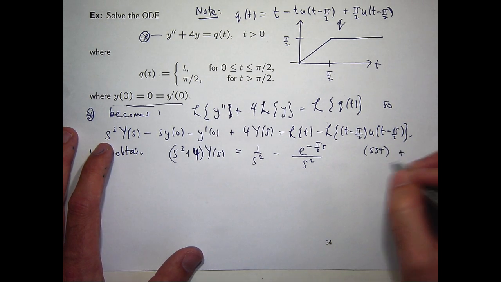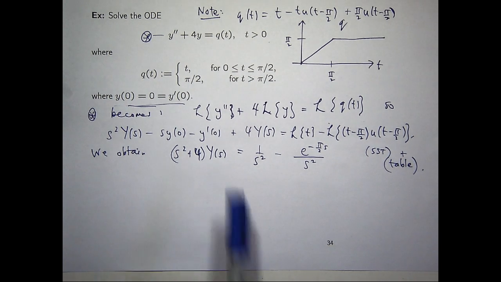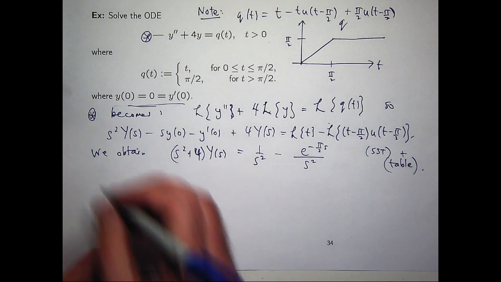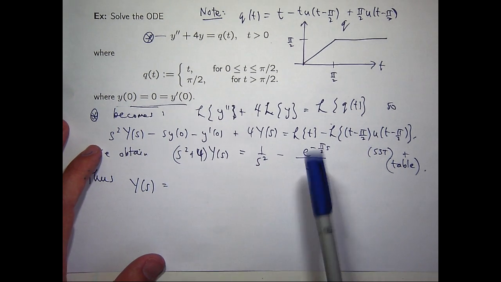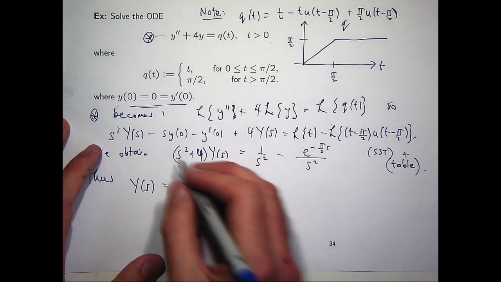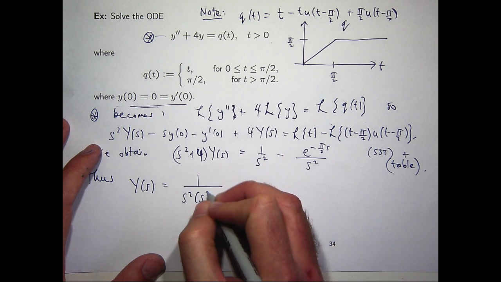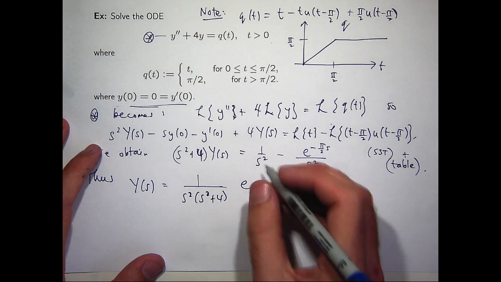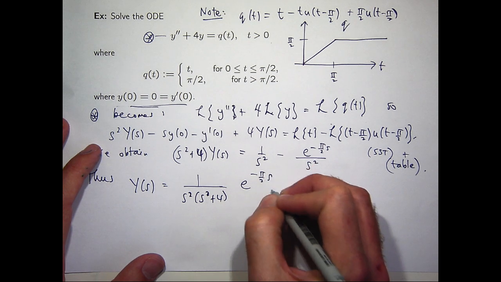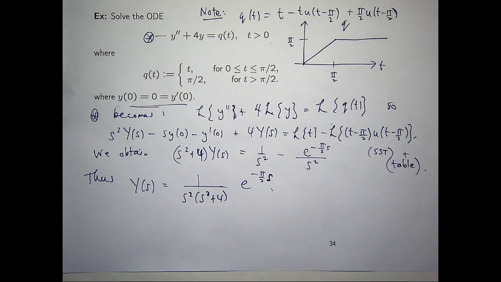So, second shifting theorem and table. Okay, so let's solve for the big Y of S. I've got a common factor of 1 on s squared here, and if I bring that down, I can form something like the following. So we're almost there. We've now solved the transform problem.